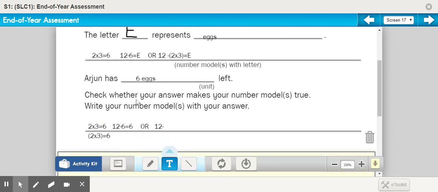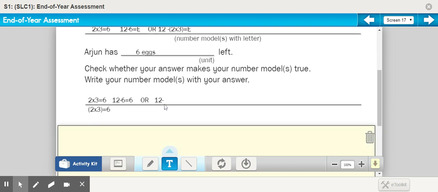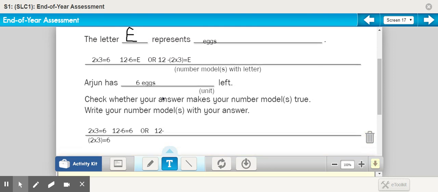And then here it says check whether your answer makes your number models true. Write your number models with your answer. So again, I did the same equations, but instead of putting E in the equations, I actually gave you the answers. So hopefully that helps you to break down how to solve this problem. If you are confident with order of operations, I recommend you trying to make an equation like the one here where my cursor is.